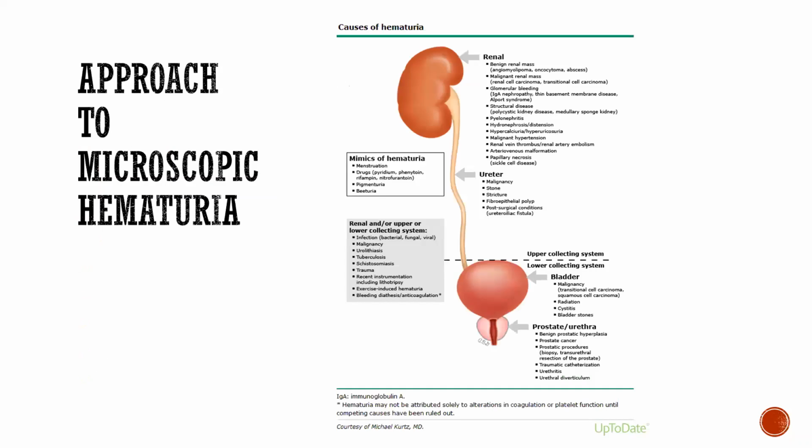This is a pictorial representation of the same thing from UpToDate that shows some of the causes. So within the kidney, there's renal masses, both benign and malignant. There's, of course, glomerular disease, other structural disease such as polycystic kidney disease, medullary sponge kidney, infections like pyelo, malignant hypertension can do this, papillary necrosis, which can be in sickle cell disease or sometimes in diabetes.